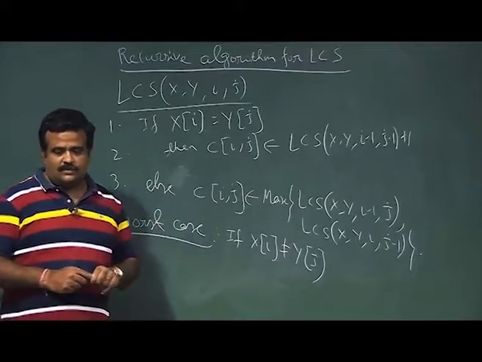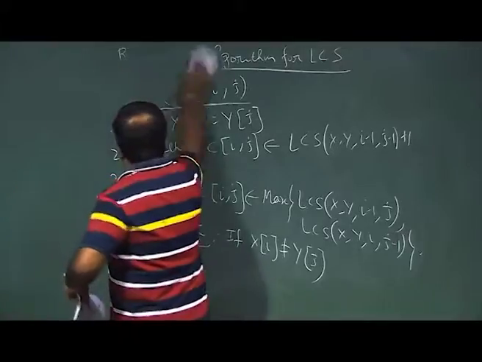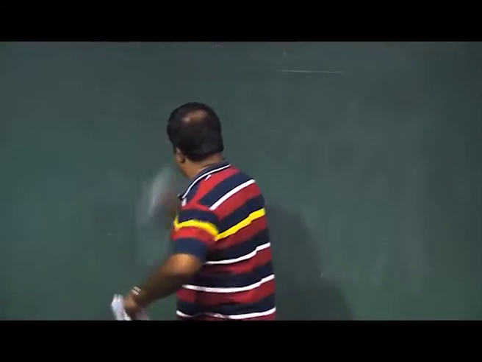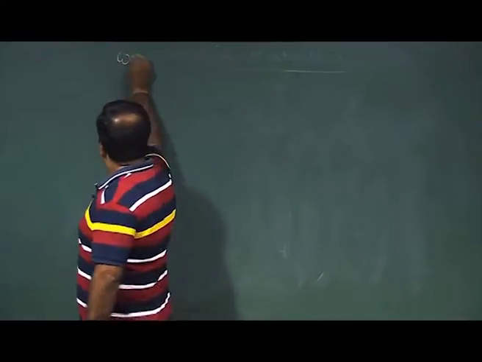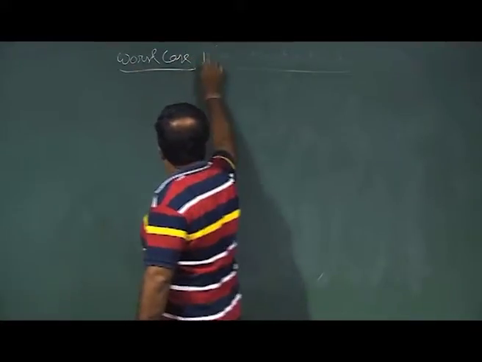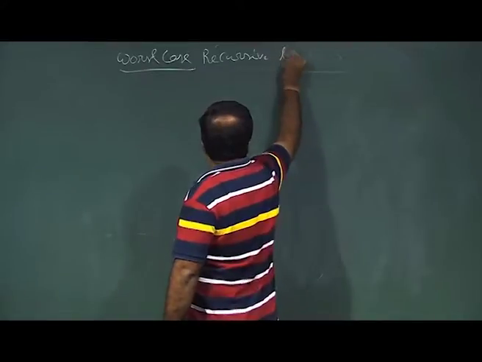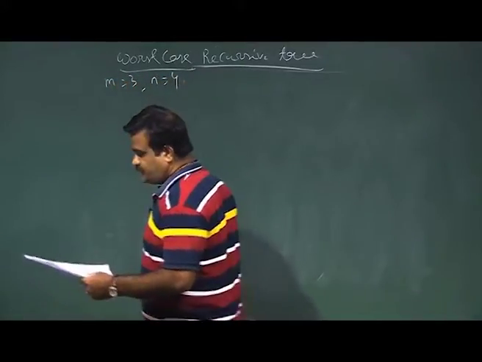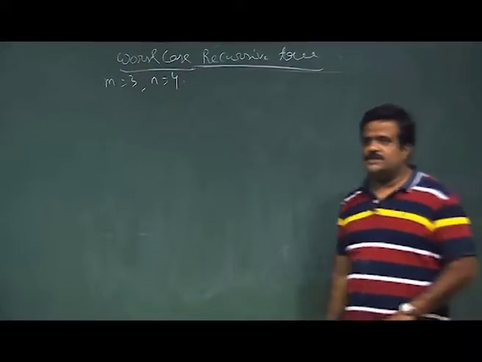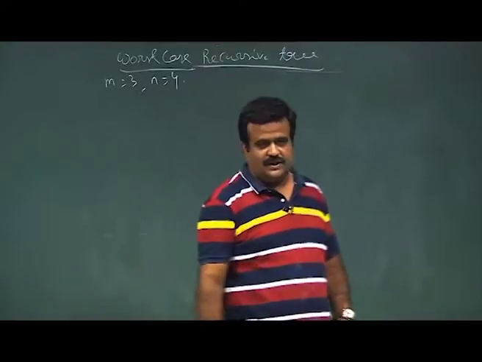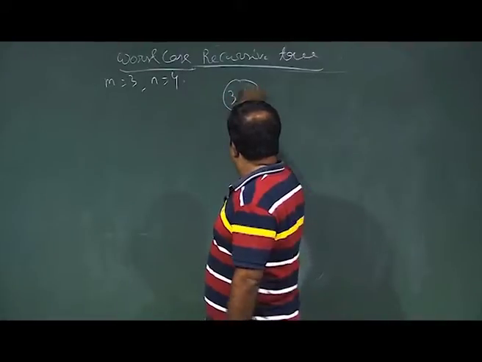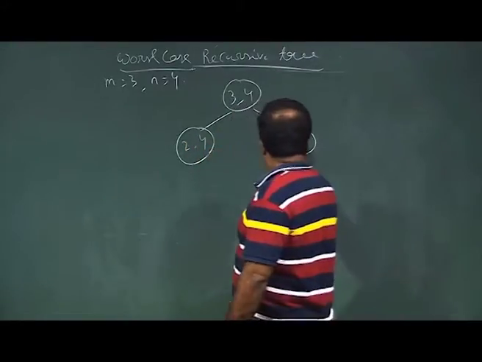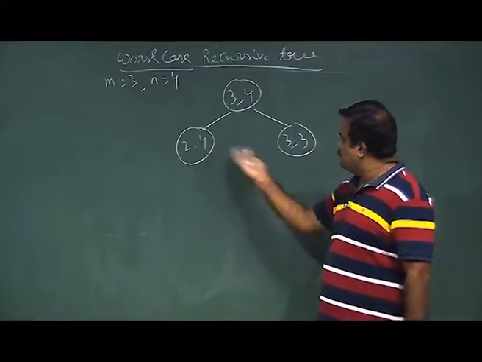Now we will draw the worst case recursive tree for some example values of m and n. So, let us draw the worst case recursive tree. Suppose m is 3, n is 4, and we are in the worst case. Worst case means we go for xi not equal to yj. So, we give a call with 3, 4. Since it is worst case, we have two calls with one index less: 2, 4, then 3, 3, and after calculating these, we take the maximum.